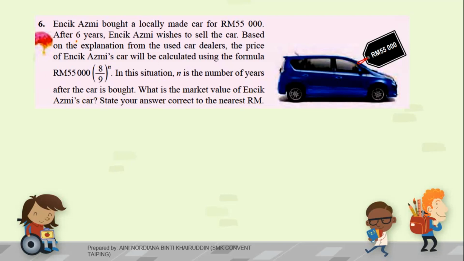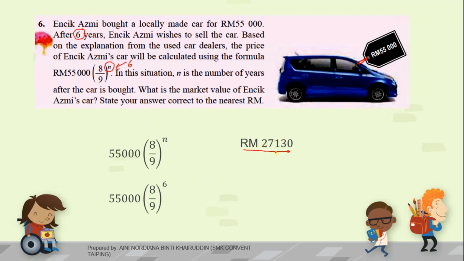So since it is mentioned here that after 6 years, we just substitute n here with 6 into the calculation. So use your calculator, and then this one you round off your answer to the nearest RM.